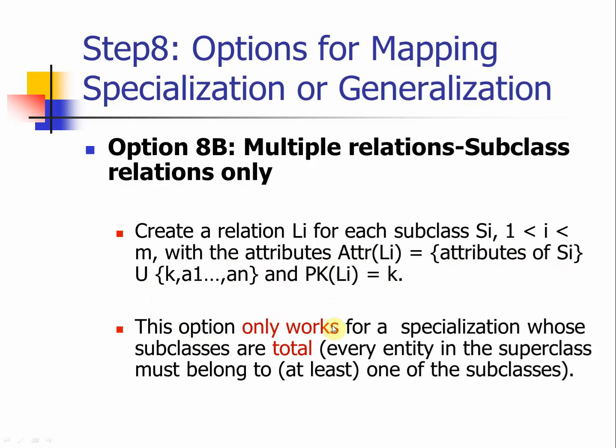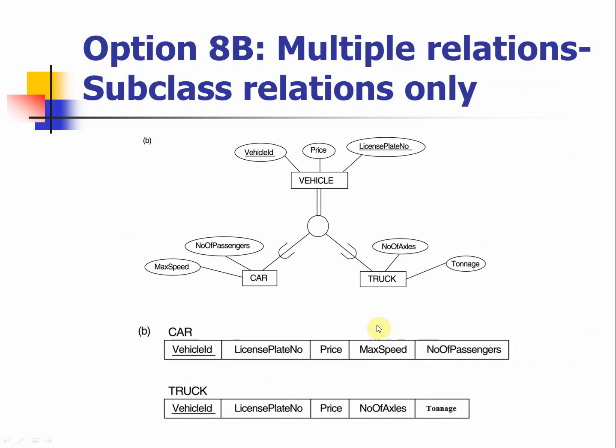This option only works for specializations whose subclasses are total, which means that every entity in the superclass must belong to at least one of the subclasses. In other words, let's take a look at this description here. It has to work with the double line for this specialization. Why is that? Think about this. This is going to give you a double line indicating that all the vehicles need to participate in this specialization, so that all the vehicles will be either in here or in here.